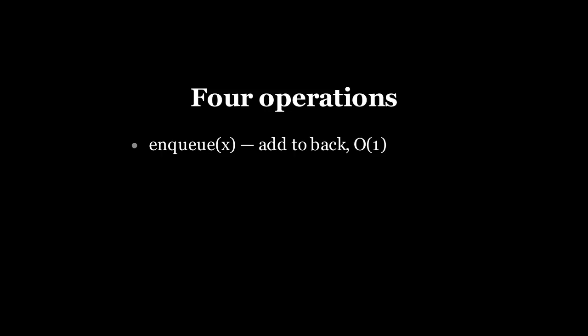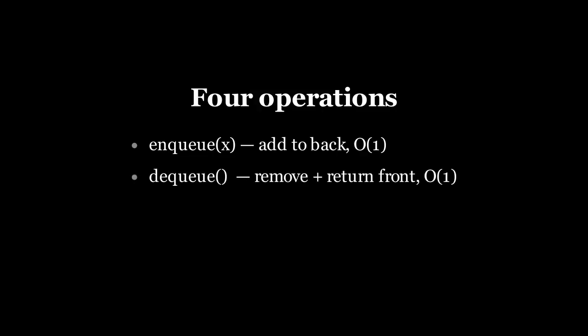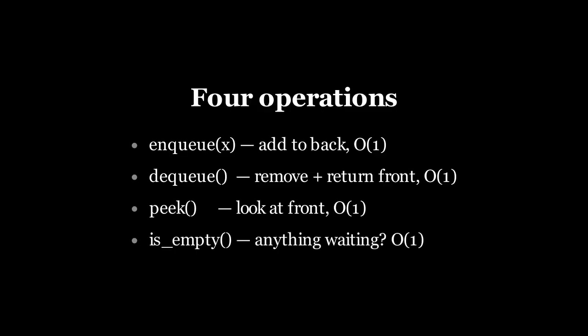Four operations define a queue. Enqueue adds an item to the back. Dequeue removes and returns the front item. Peek looks at the front without removing it. And is empty tells you if there's anything waiting. Done right, all 4 run in constant time. Done wrong, like using list.pop with index 0 in Python, dequeue silently becomes O(N). We'll see why in a moment.